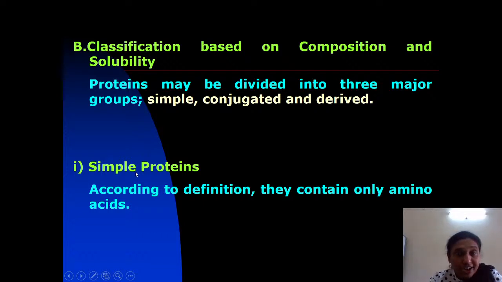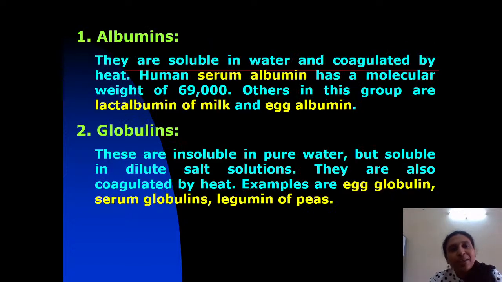First, simple proteins. Why are they called simple proteins? Because as per the definition, they contain only amino acids. No other additional groups are there. An example of a simple protein is albumin. If you see the structure of albumin, it is composed of only amino acids. And albumin is soluble in water.